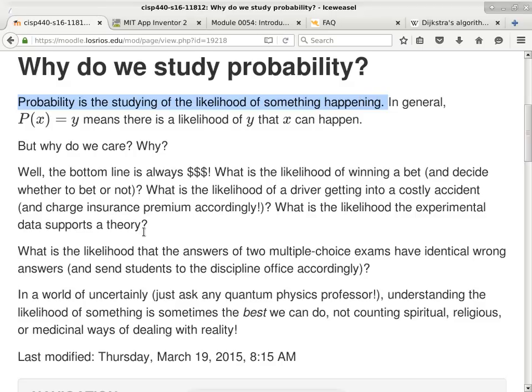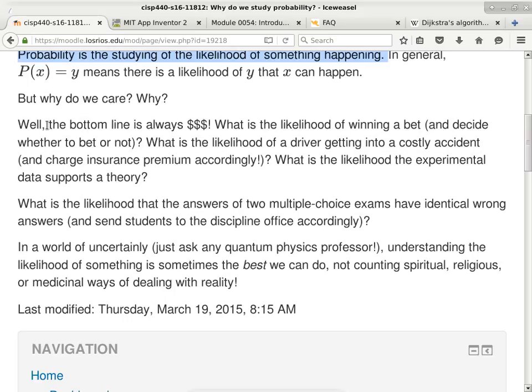Okay, so why do we care? The bottom line, if you really think about it, the studying of probability, most of the time it has to do with money. What are the chances that this is actually profitable to do something like that or not? Basically the bottom line is, is it worth doing it or not? Sometimes it's not money, and other times it is.